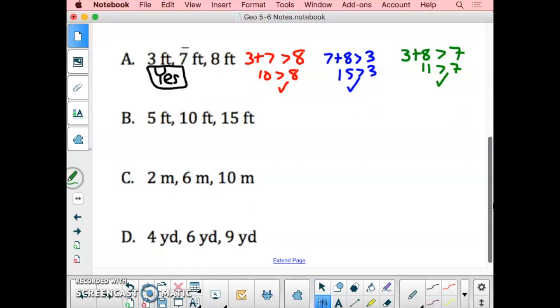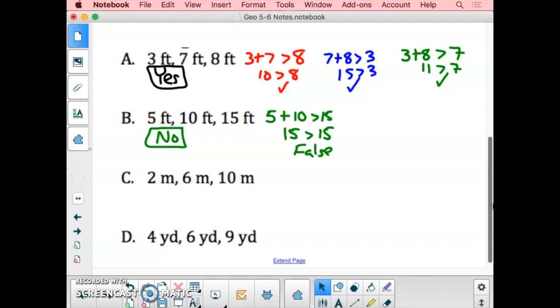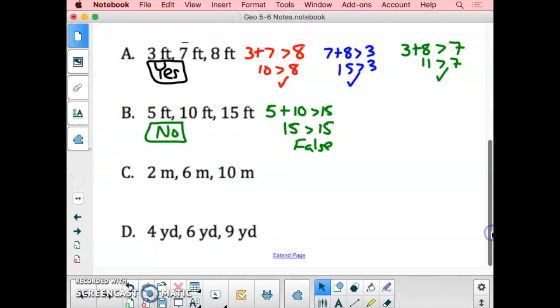So for this one, we have 5, 10, and 15. We check if 5 plus 10 is bigger than 15. We would have to have 15 be bigger than 15, which is false. 15 is not bigger than 15. 15 is the same size. It equals 15. It's not a greater than or equal to. It's a strict greater than. So this one, you cannot have a triangle with that set of sides. As soon as you get one that is false, you can stop.